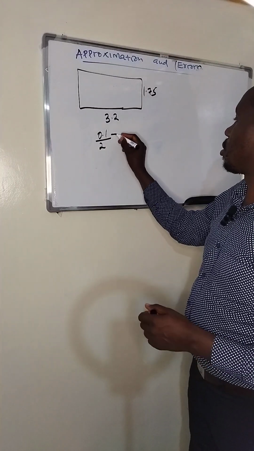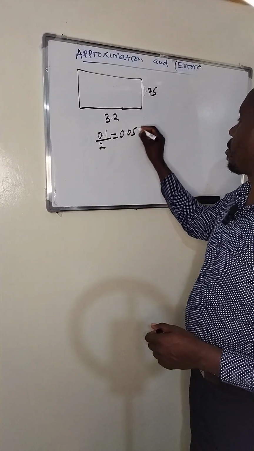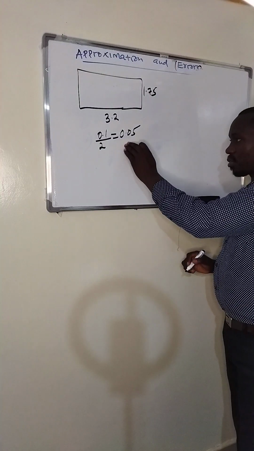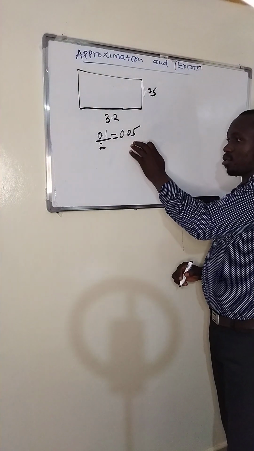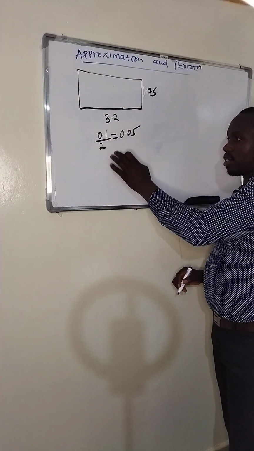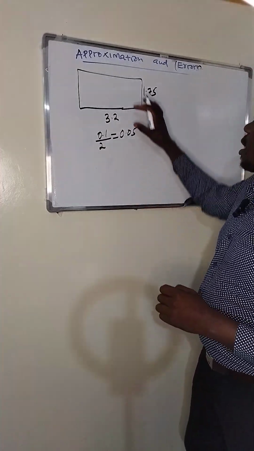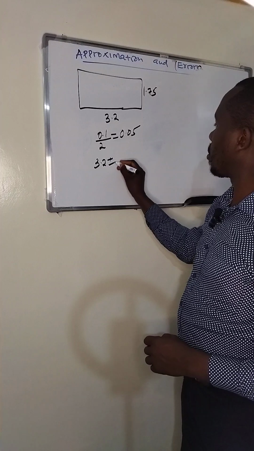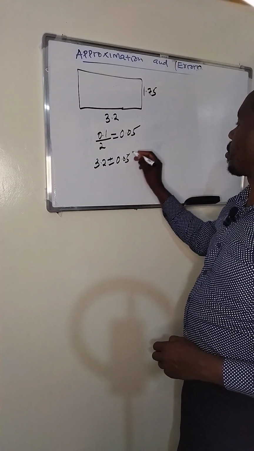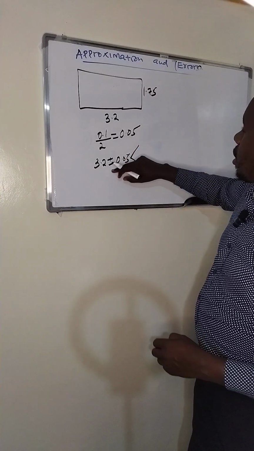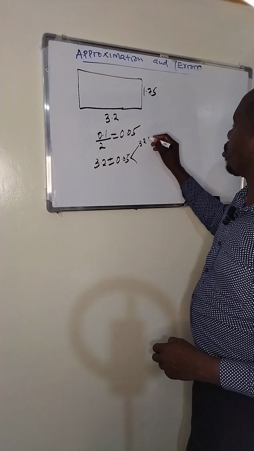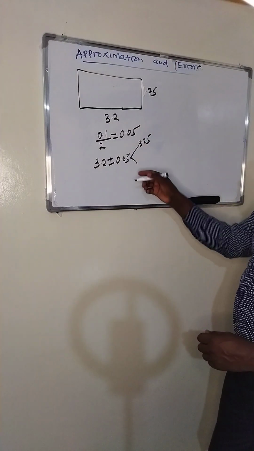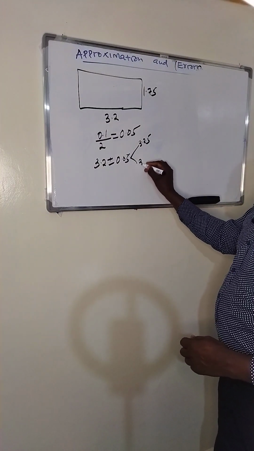divided by 2 to get 0.05. So the margin of error here is 0.05. You take the least unit of measurement, divide by 2, which means the length will range between 3.2 plus or minus 0.05. So your maximum value for the length is 3.25 and the minimum value is 3.15.